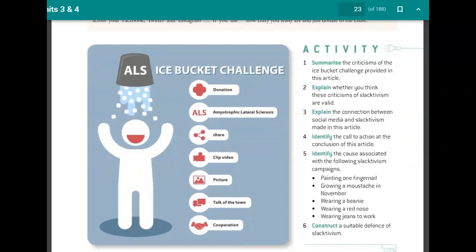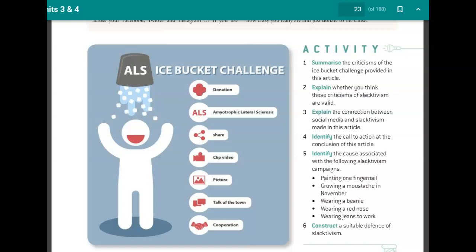So, looking at the infographic, summarize the criticisms of the Ice Bucket Challenge provided in the article. Explain whether you think these criticisms of Slacktivism are valid. Explain the connection between social media and Slacktivism made in this article. Identify the call to action at the conclusion of this article. What do you think about it?